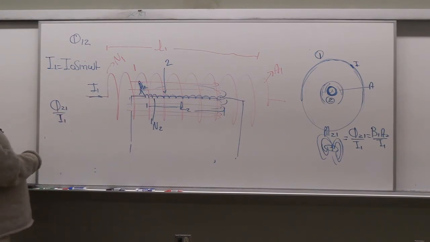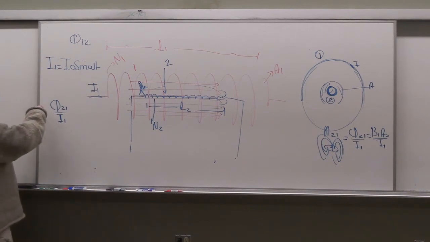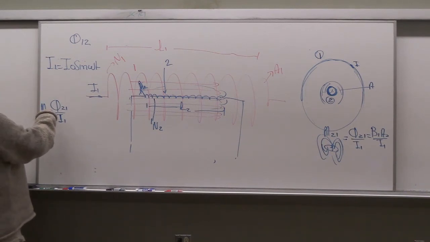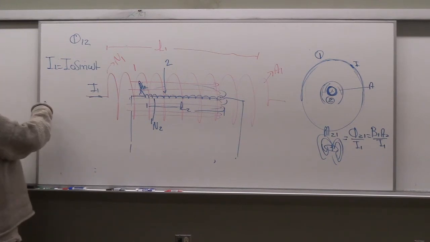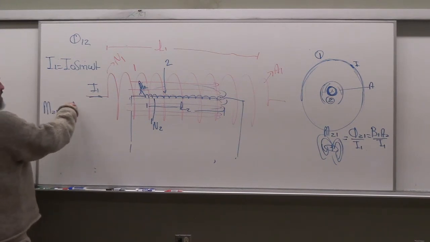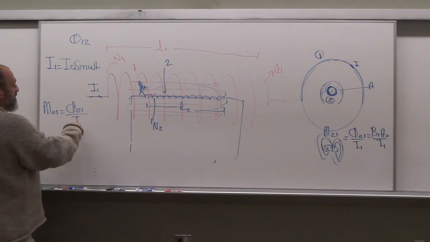Okay? So pause for a second. See if you can find this mutual inductance M in 2 from 1. Pause the video and see if you can find M21 as phi in 2 from 1 divided by I1.